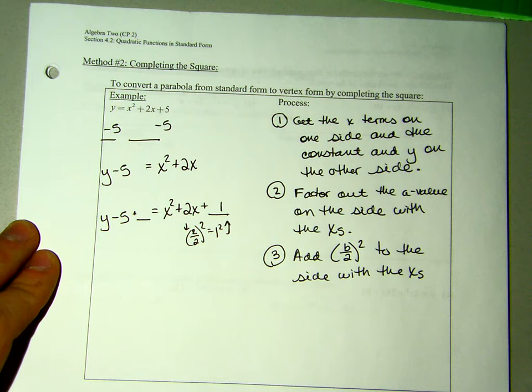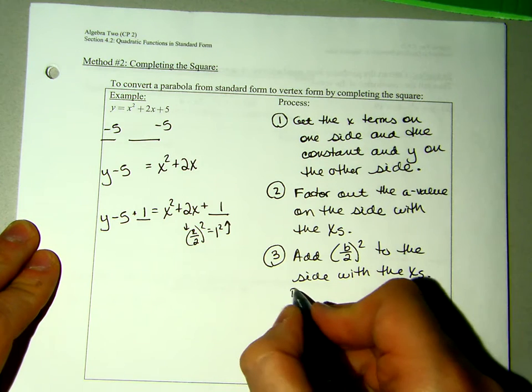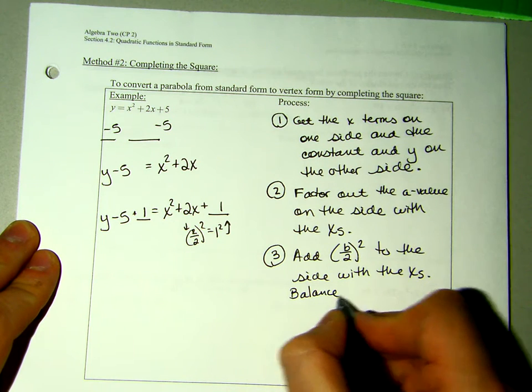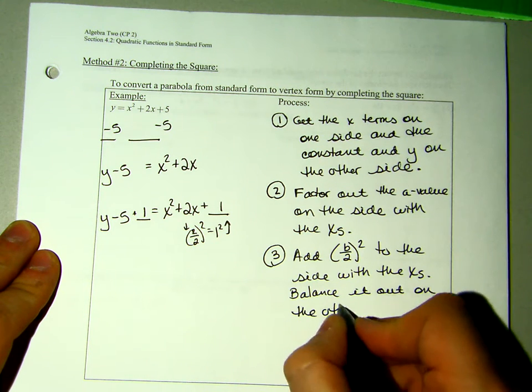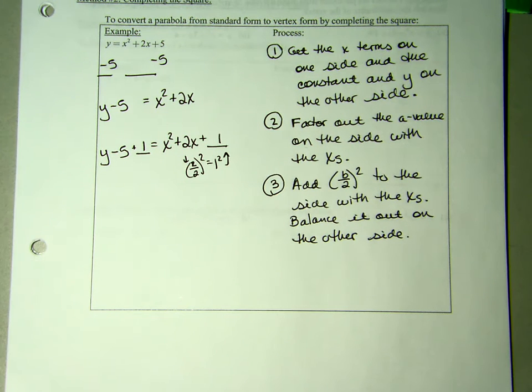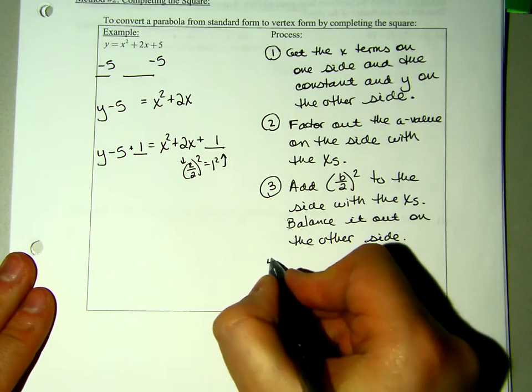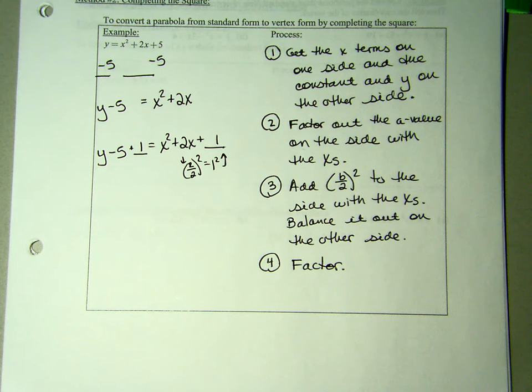What other thing am I missing that I really can't just leave like this? And add it to the other side as well. I'm actually going to change my language a little bit, but it's the same idea. I'm going to say balance it out on the other side. There's a reason I'm changing this. We'll see later. But add 1 to the right, so balance it out by adding 1 to the left. Step number 4, we're going to go factor. Same way we did with our completing the square from the last chapter.